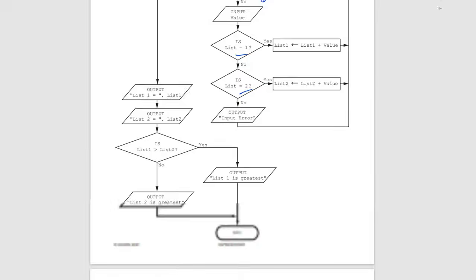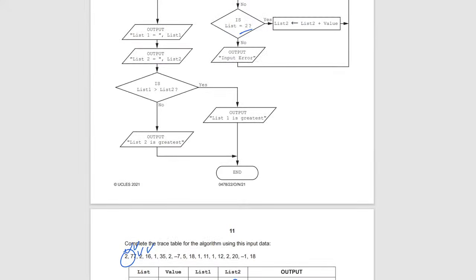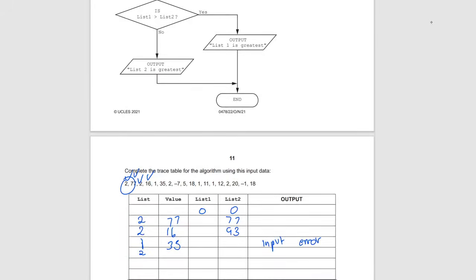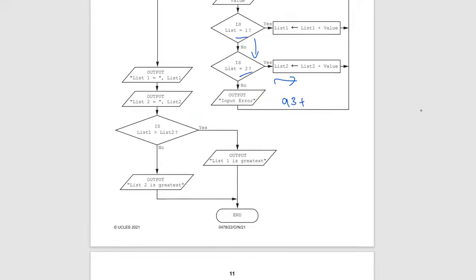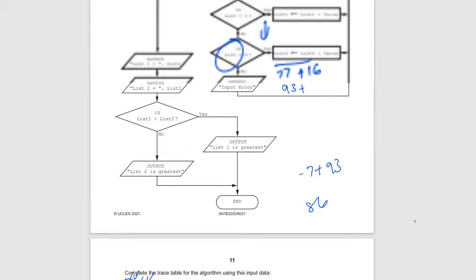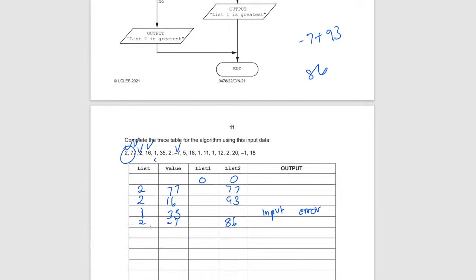Then you go start again. We input list will be 2 here. And then it says this one, it's no. So is list 2? Yes, it is. So list 2 is equal to 93 plus the value. What's the value? The value we put here is -7, right? So you do -7 plus 93, which is 86. So here it will be 86. And we continue, so we have done all the way till here, -7. So we move on to the next one.